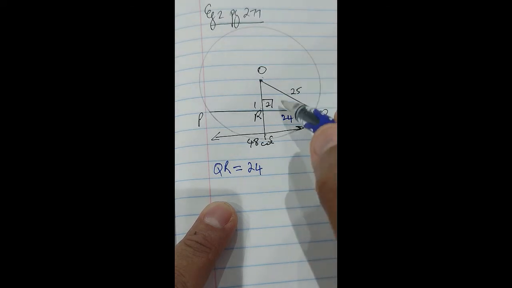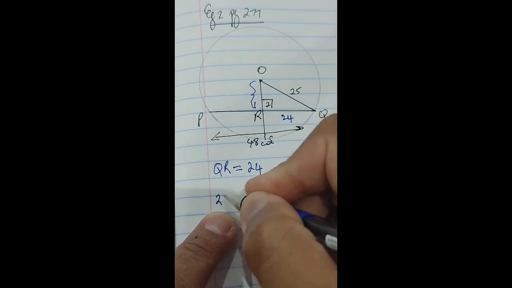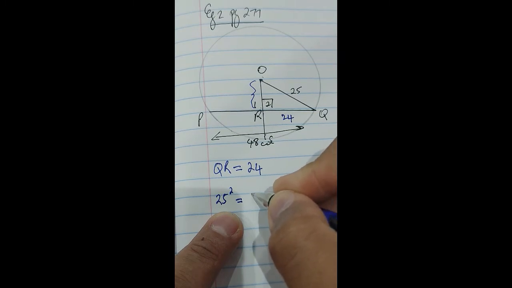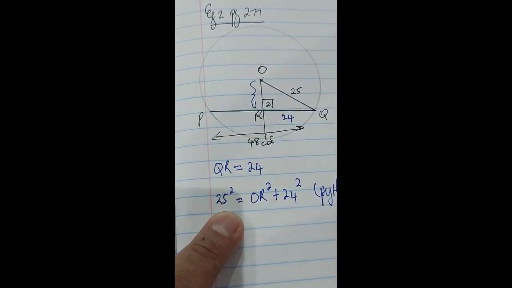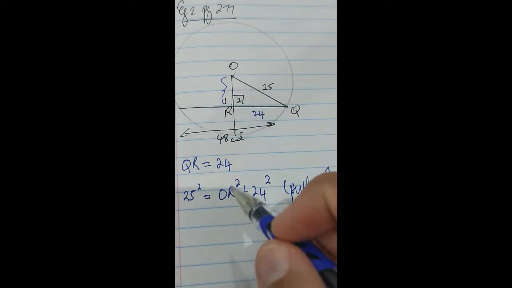All right. So with that, I can now calculate the length of OR by using Pythagoras, the Pythagorean theorem. So we set that up. We set the hypotenuse squared, which is 25 squared, equals OR squared plus 24 squared. And your reason there is Pythagoras with angle R2 equals 90 degrees. Again, it's very important to state the 90 degree angle in the triangle that you're using.